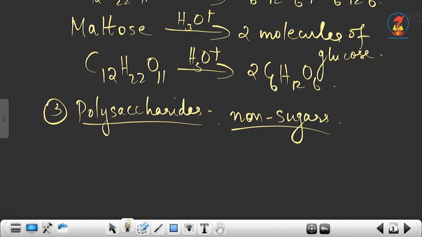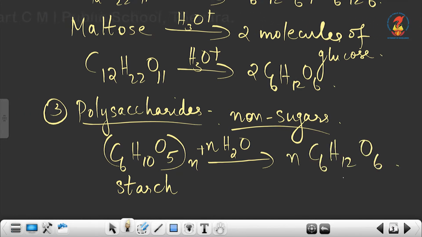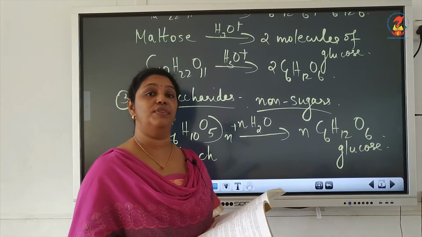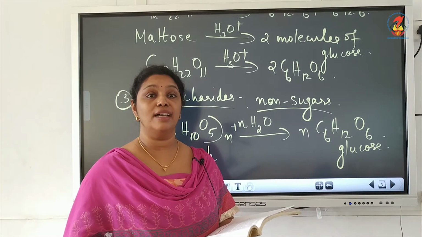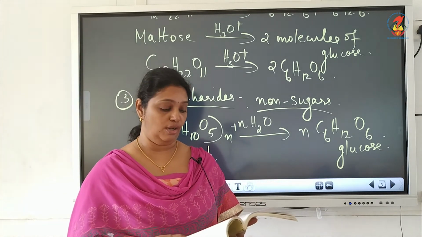For example, the starch formula is (C6H10O5)n. Starch on hydrolysis, that is when it is treated with n molecules of water, we get n molecules of glucose as the product. N molecules means we know it's a polysaccharide. So starch on hydrolysis gives glucose as the product, and starch is a polysaccharide because it gives a large number of monosaccharide units on hydrolysis.